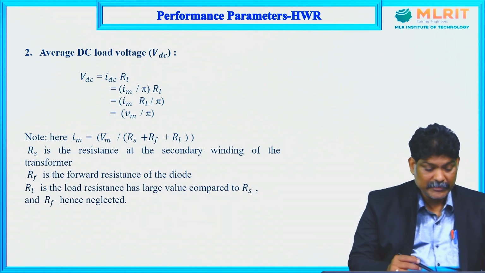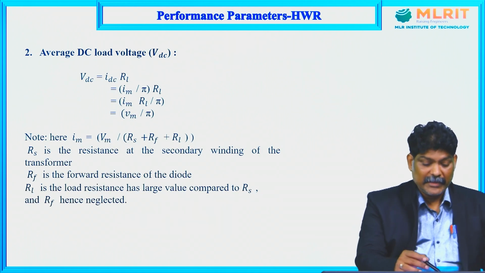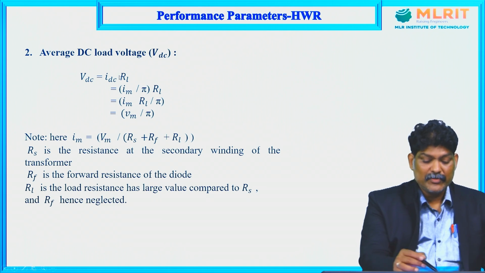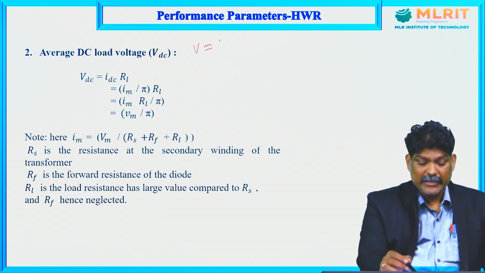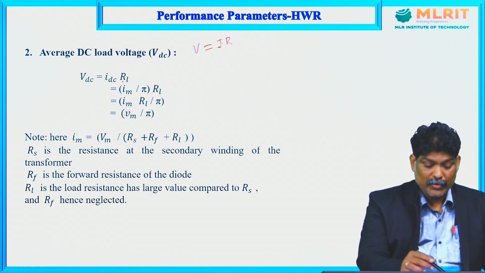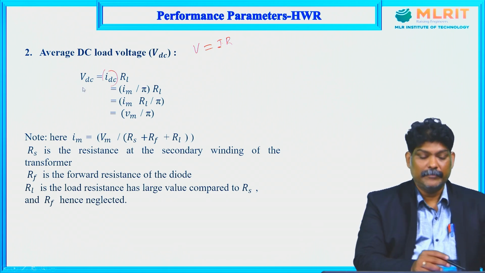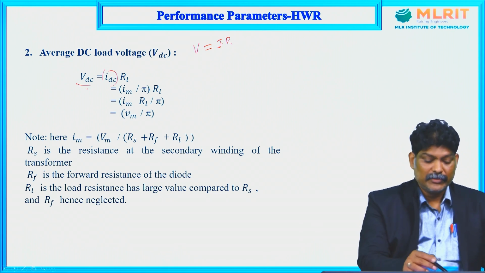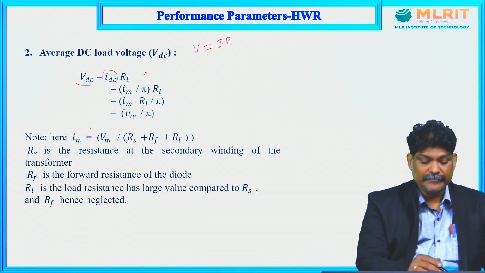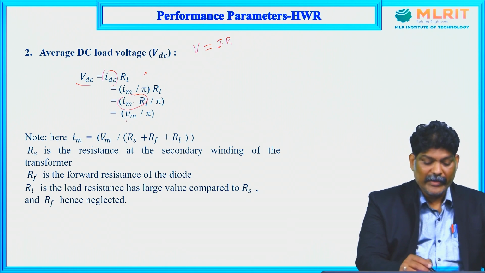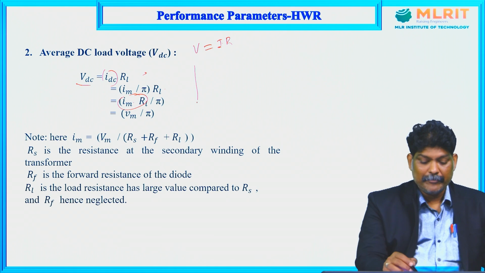Similar to this, the average DC load voltage can be calculated directly. We know voltage V is equal to I into R according to Ohm's law. Because we are calculating DC, it is IDC into RL, so Im by pi into RL. So Im into RL by pi, and Im into RL means again Vm. So Vm by pi. Vm means the peak voltage. This is Vm.